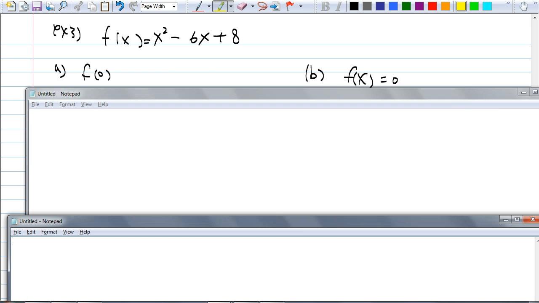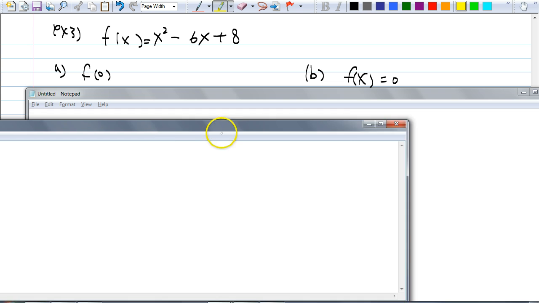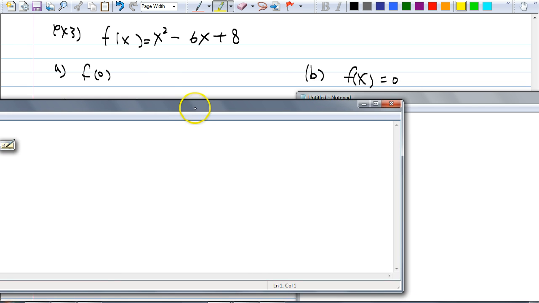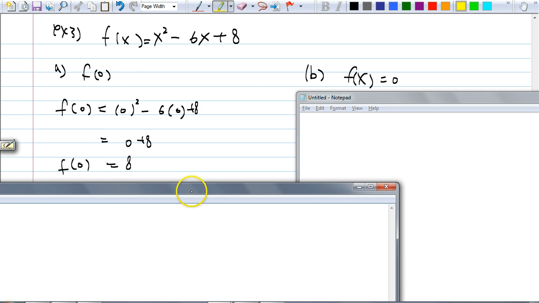Okay, so how many of you got f of 0 already? Okay, what did you get, Judy? It's 8. You plug in x equals 0, all the terms with x go away, and then you end up with 8. Now, what about f of x equals 0?